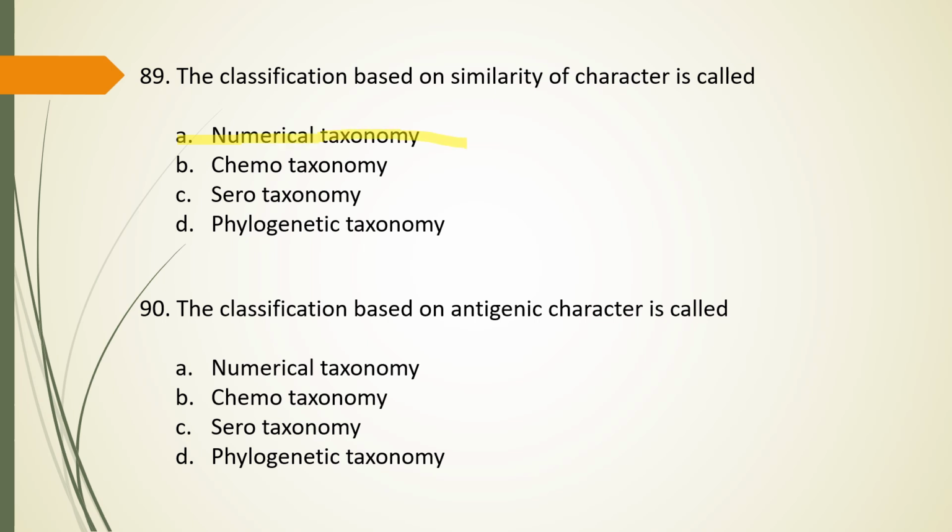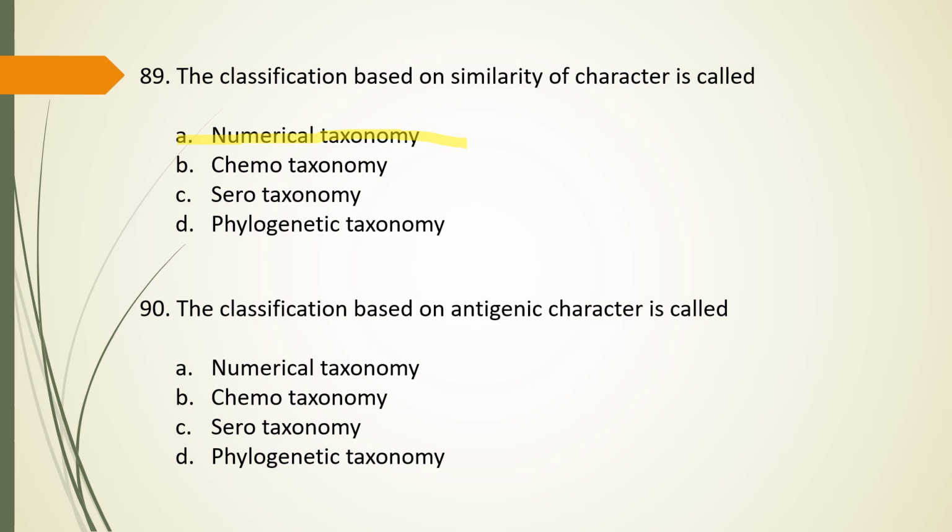The classification based on similarity of character is also called phenetics. It is a biological classification method that groups organisms based on their overall similarity, usually based on observable traits like morphology. It is also known as numerical taxonomy.